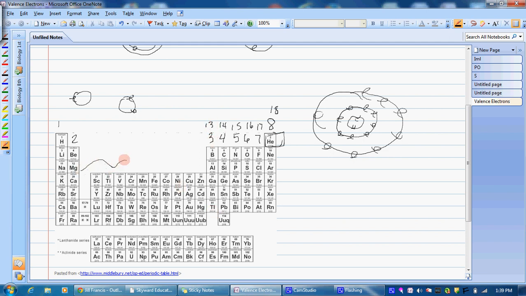The transition elements here in the middle typically have 1 or 2 valence electrons. Right now I'm not going to worry too much about you knowing those. These are kind of exceptions to the rule. I want you to know groups 1 and 2, and then 13 through 18, and be able to tell me how many valence electrons each one of those groups has.